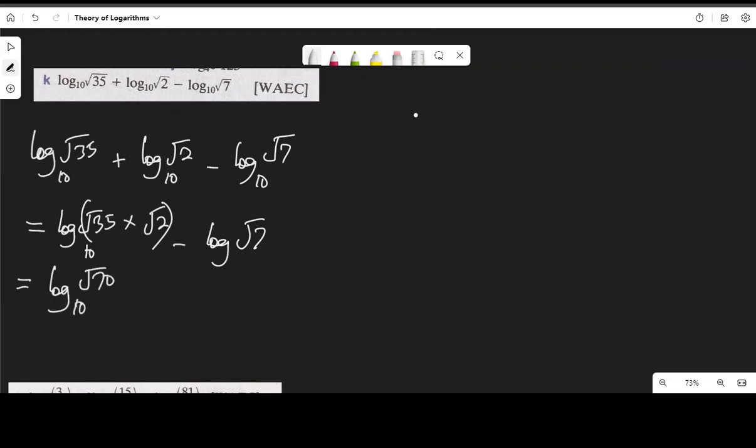That is solved. Root a times root b is root a times b. So root 35 times root 2 is 35 times 2, then under the square root, then minus log root 7 to base 10.